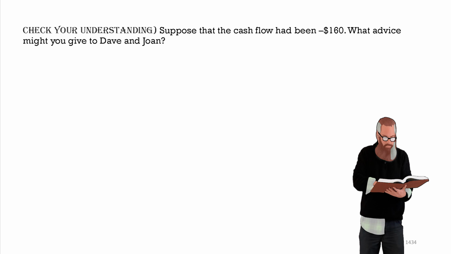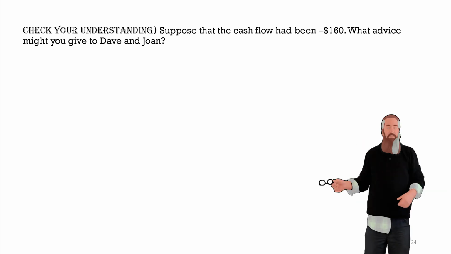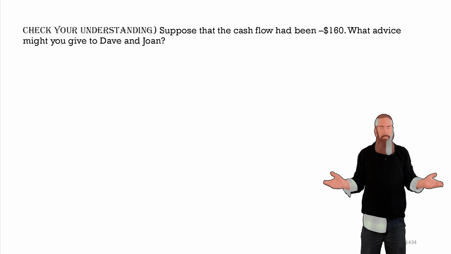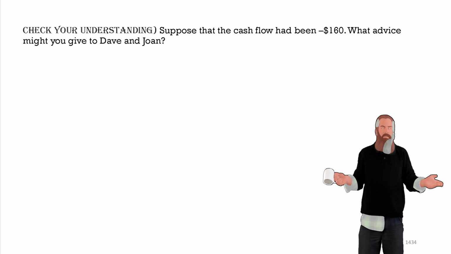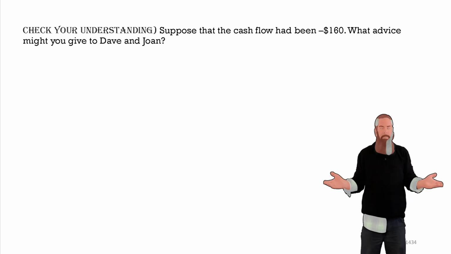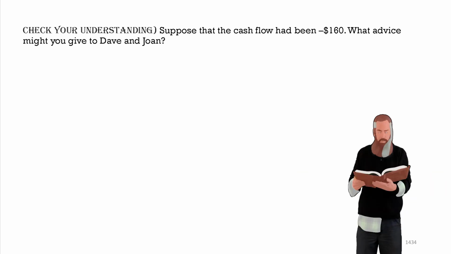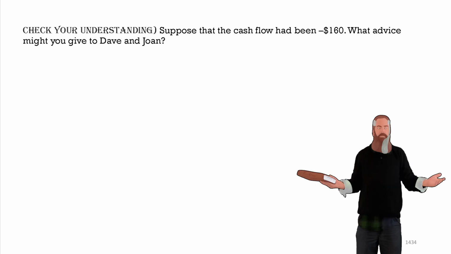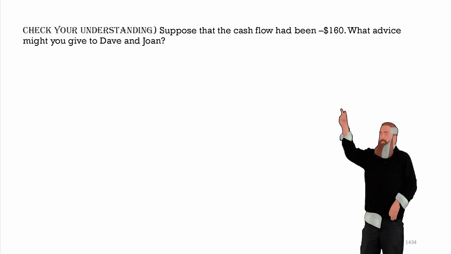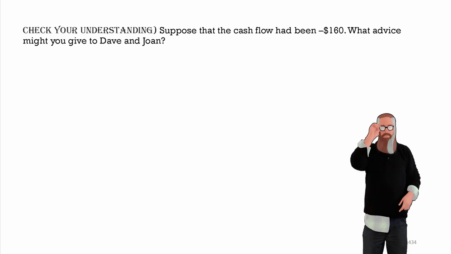Let's check your understanding and suppose that the cash flow had been a negative $160. What advice might you give Dave and Joan? Unless they borrow $160, they will not be able to meet their financial responsibilities as outlined in the cash flow analysis. Dave and Joan should reconsider discretionary expenses such as dining out and entertainment. If they can reduce that amount by $160, the money coming in and the money going out will be balanced.